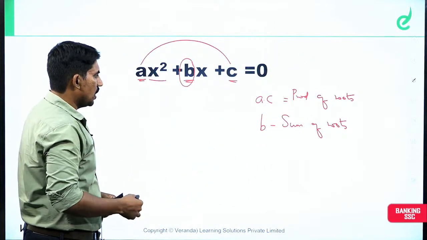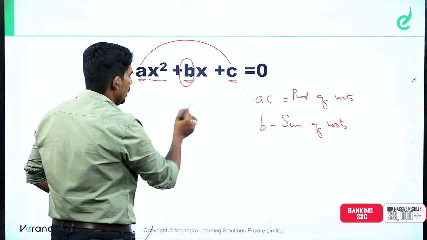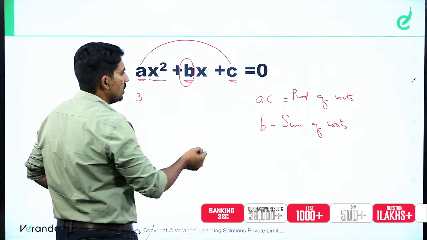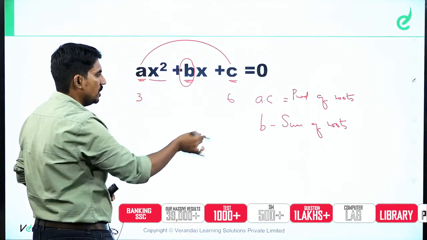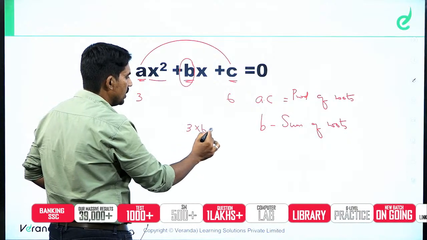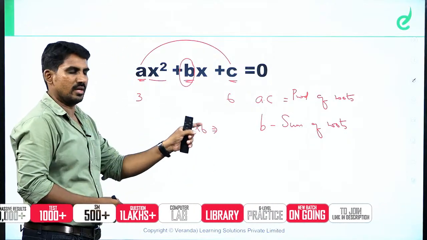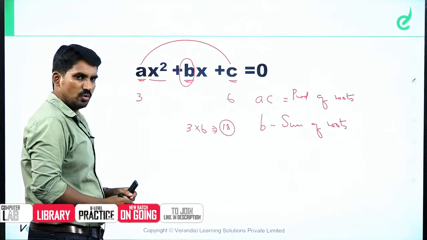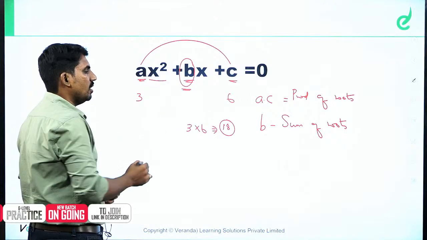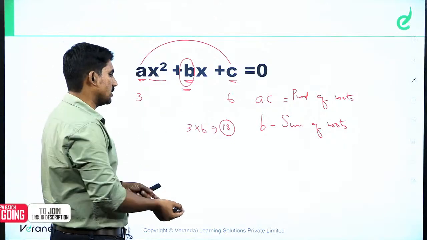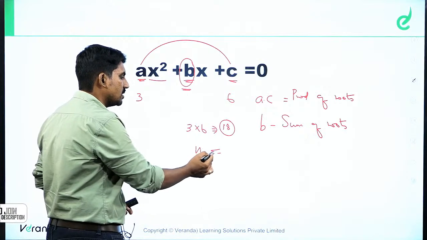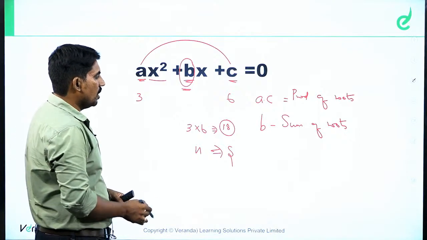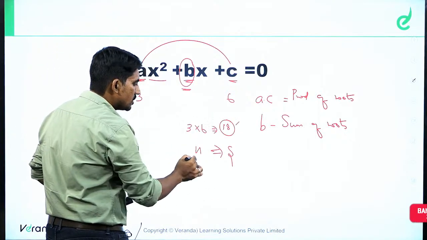Now for example, for a into c, for example here 3 is given, and here for example 6 is given. Now 3 and 6, the product is 18. So that a into c, 18 should be the product of the roots, and the middle value they can give anything. For example, 11 they are giving. That 11 is nothing but the sum of the roots. Therefore, product is 18, sum is 11.